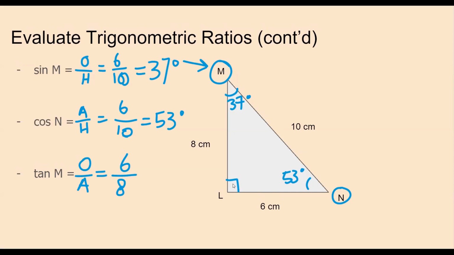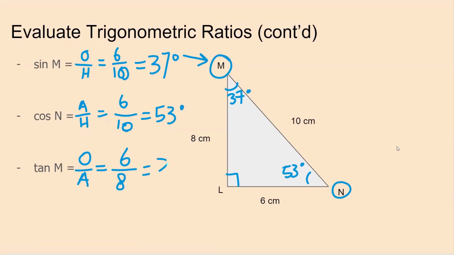Let's grab our calculator again. Second tan of 6 divided by 8. And yes, we do get the same answer, 37 degrees. All right. There will be lots of practice questions like these in the workbook, so if you want to do a few more of them, go ahead.